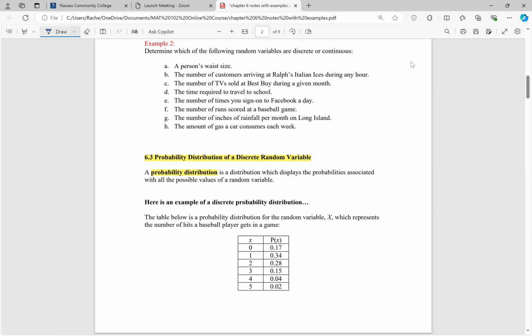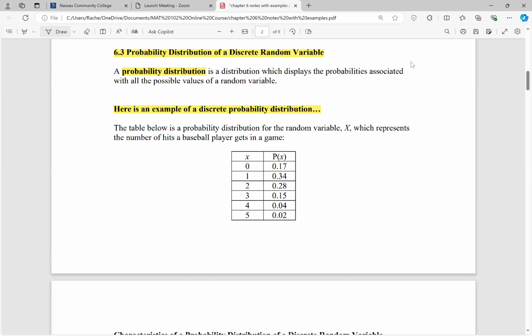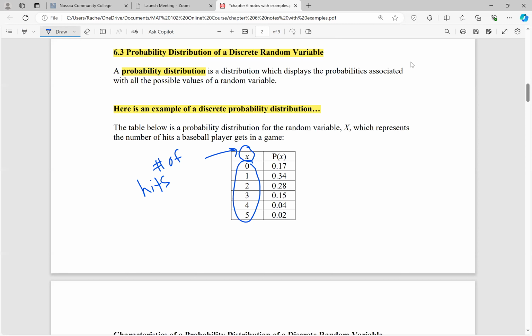The table below is a probability distribution for the random variable X, which represents the number of hits a baseball player gets in a game. So let's make this a little bit bigger. This first column represents the values of our discrete random variable, which is the number of hits a baseball player gets in a game, which is discrete, right? We could count the number of hits. So it's possible that a player gets 0, 1, 2, 3, 4, or 5 hits. So these are all the possible values of X in this instance.